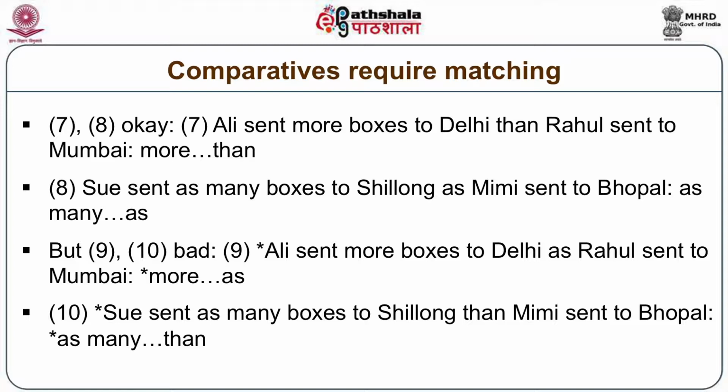Sentences 7 and 8 are ideal for this purpose. Sentence 7, Ali sent more boxes to Delhi than Rahul sent to Mumbai, uses a comparative structure with more and than. In contrast, sentence 8, Sue sent as many boxes to Shillong as Mimi sent to Bhopal, uses the positive term as many rather than the comparative term more, but both positives and comparatives take part in a comparative structure.